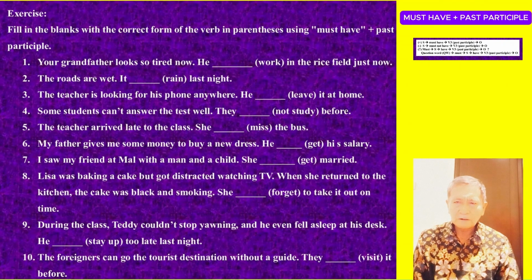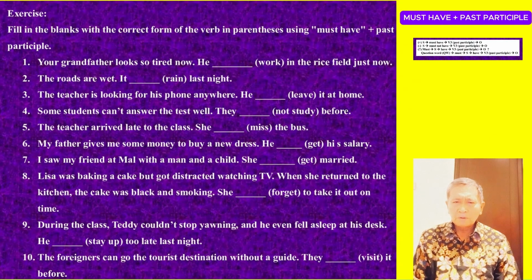Number two, the roads are wet. So, what is the next sentence using must have to conclude what happened before? It must have rained last night. Number three, the teacher is looking for his phone everywhere. So, what is your conclusion? All right, he must have left it at home.